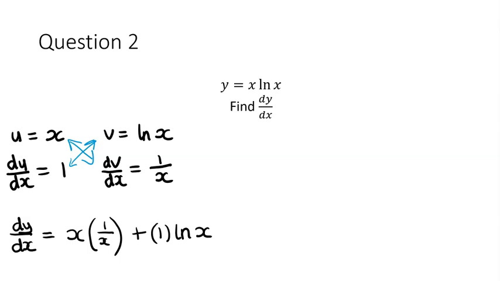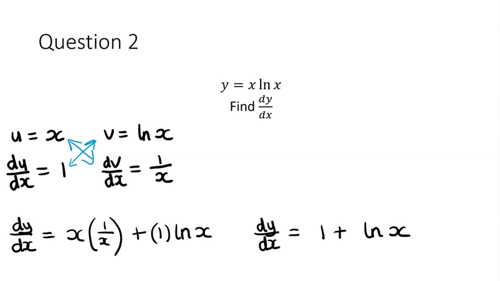Okay, so the product rule is something you don't get given in the formula book, unlike quotient rule, which you do get given in the formula book. Okay, this result for product rule is one that you need to remember. Then what I'm just going to do at the end here is simplify these. So x times 1 over x, well, that just goes to 1, and 1 times natural log of x is just going to be natural log of x. So that is problem number 2 done.